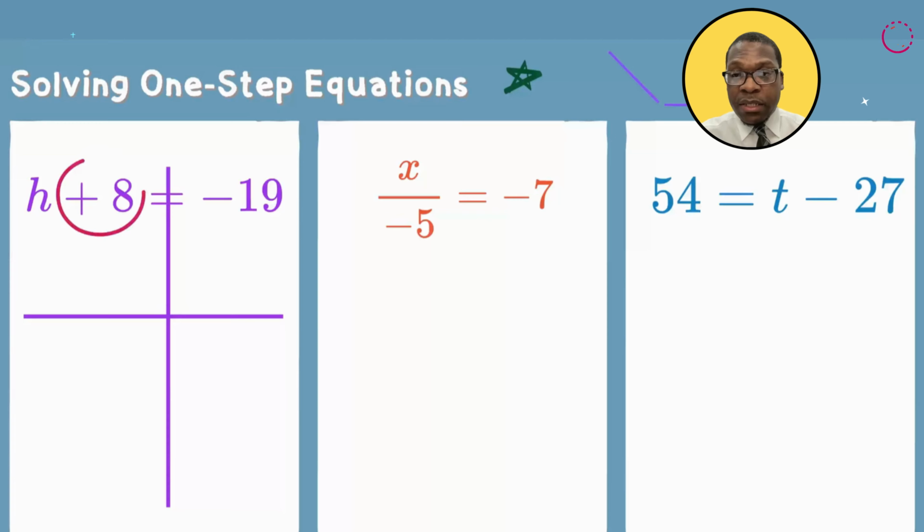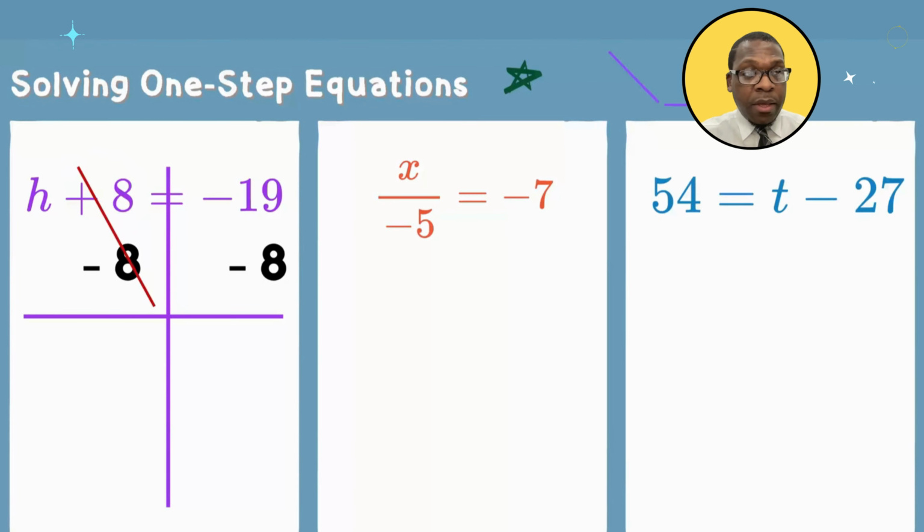Well, what's the opposite of addition? Subtraction. What's the opposite of adding 8, or plus 8? The opposite of adding 8 would be negative 8. So we put negative 8 on one side, put negative 8 on the other side. Positive 8 and negative 8 cancel each other out. Now we have h equals negative 19 minus 8. Well, if we subtract those out, we should get h equals negative 27. Okay, let's go to the next one.